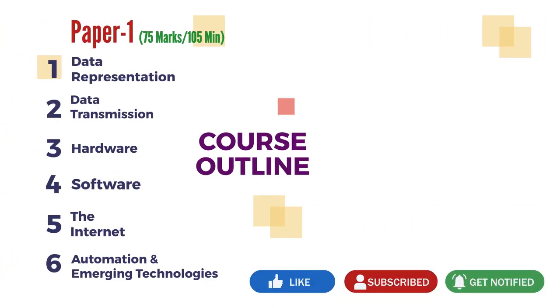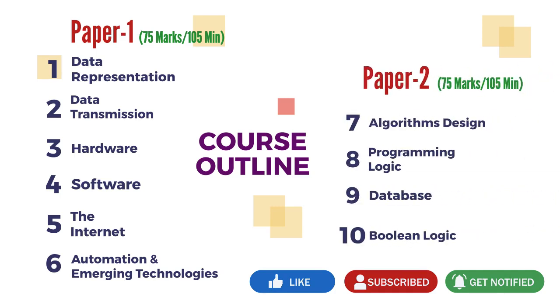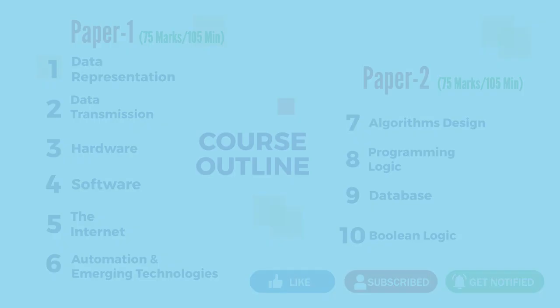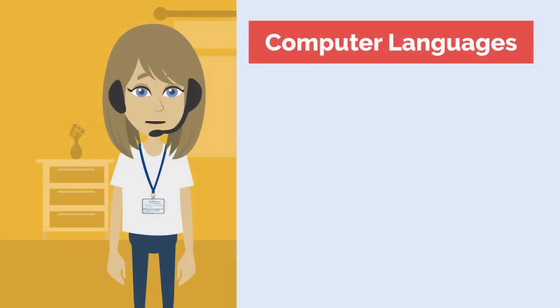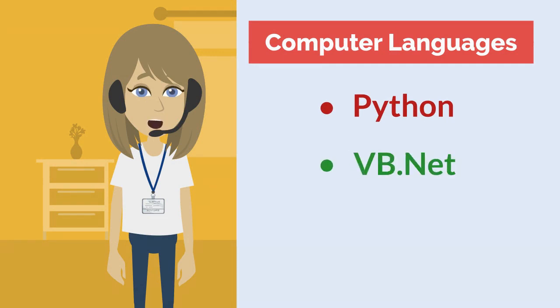Paper 1 questions consist of data representation, data transmission, hardware, software, the internet and automation, and emerging technologies. Paper 2 syllabus contents are algorithm design, programming logic, databases, and digital logic. Students will need to learn any one of the languages from Python, VB.NET, and Java.